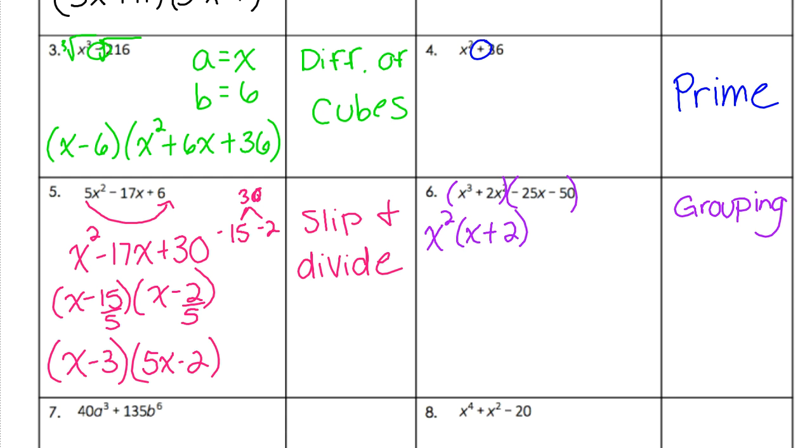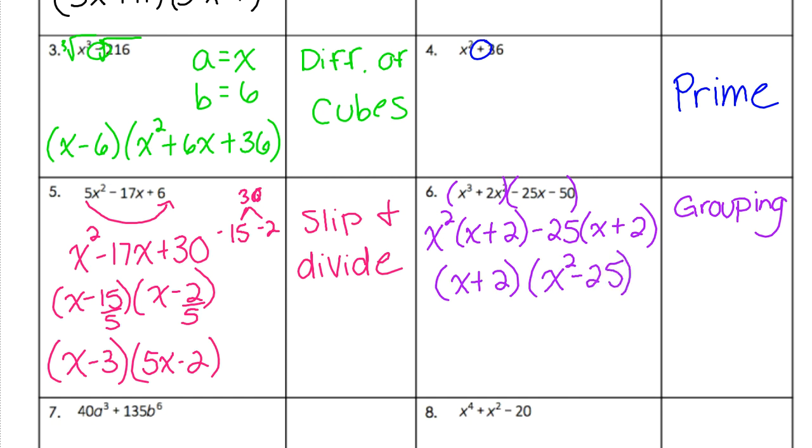And then in this second one, I notice they both have a negative and they're both divisible by 25. So I'm going to factor that out. That's going to leave me with an x plus 2. And again, I kind of know I did it right because I've got the same common factor. So we're going to pull that out in front, factor out that common factor, common binomial, and that's going to leave me with an x squared minus 25.